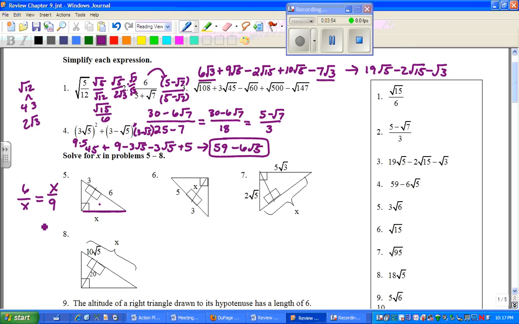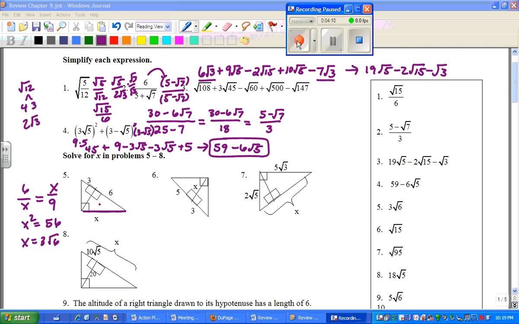Medium is 6, large is 9. Cross multiply, x squared is 54. What goes into here is 9 and 6. So you can pull out a 3, leaving you home a 6. So x equals 3 root 6.